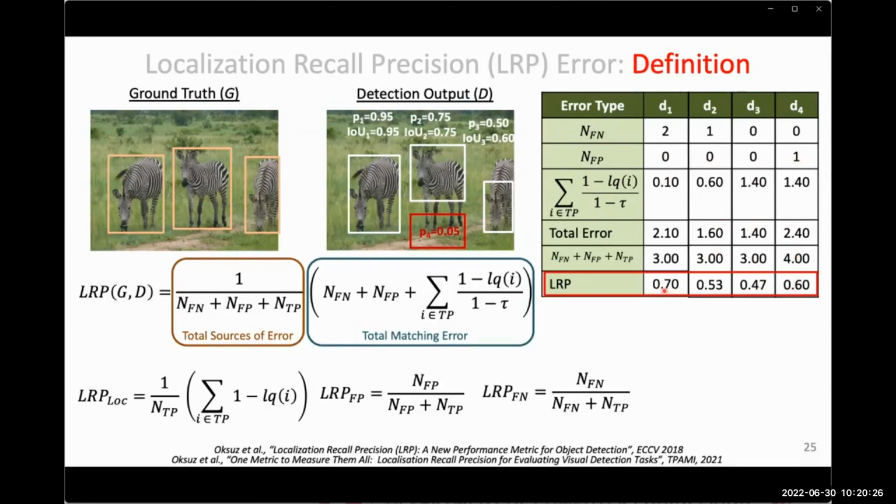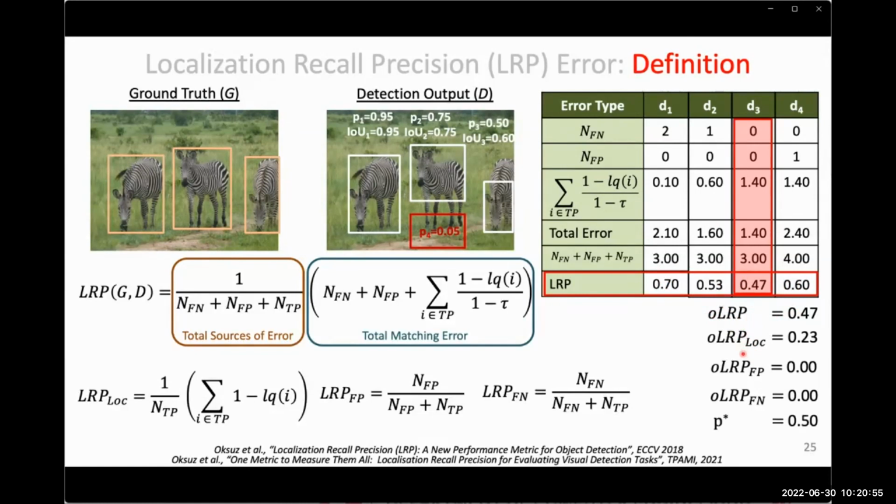If you look at all these LRP values, we see that it is lowest for this threshold. So among the LRP values, the lowest LRP is called the optimal LRP value, and in this case it is 0.47. And we can analyze the components of LRP for this optimal setting, and it gives important cues about the performance of a detector. And this threshold that led to the optimal LRP value is critical.